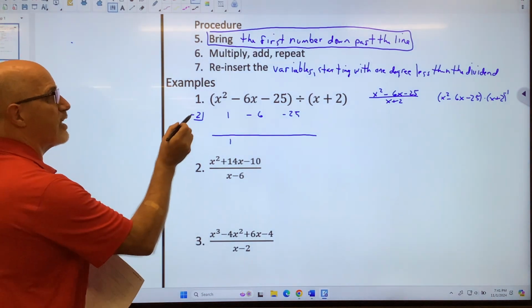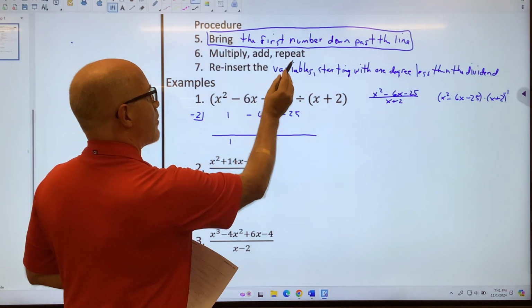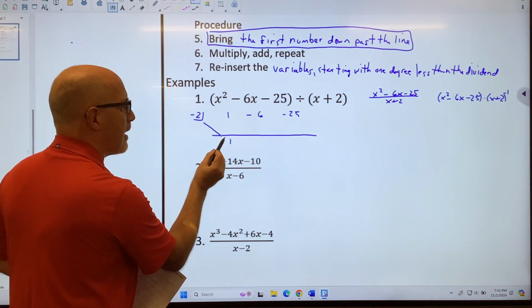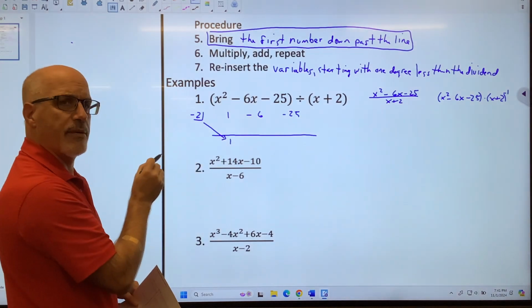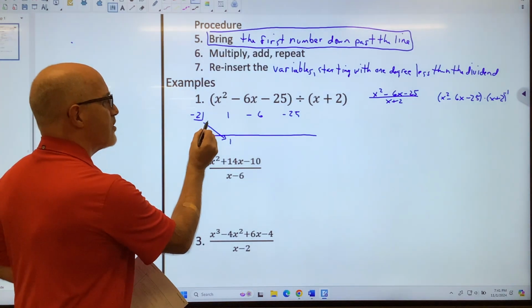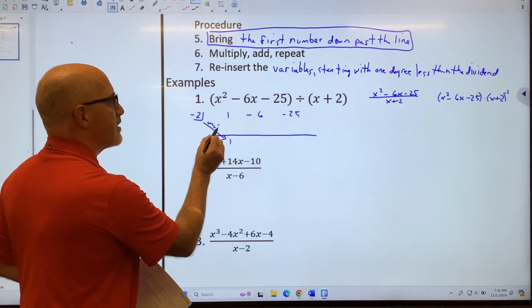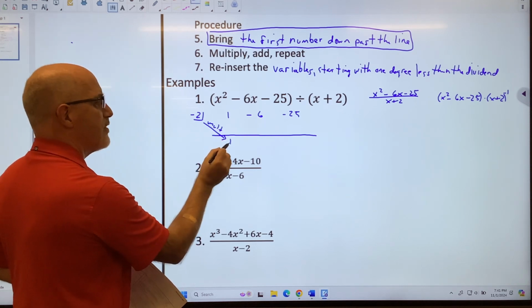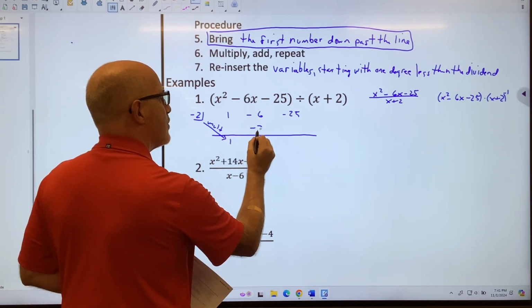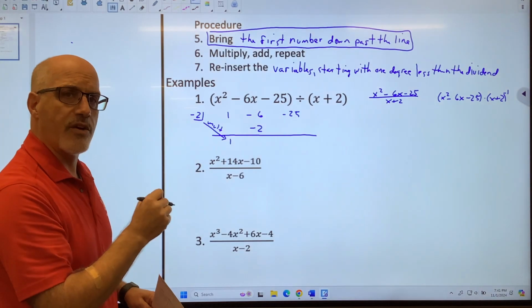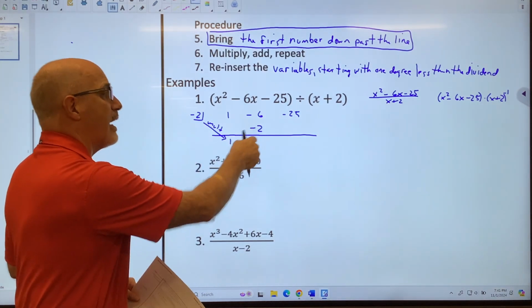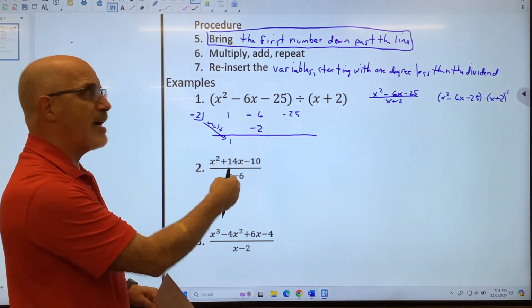What you do is, when it says multiply, add, and repeat, I'm going to multiply these two. Now this arrow won't typically be there, but just to illustrate what we're going to do, this one gets multiplied. So negative 2 times 1 is negative 2. You write it right there underneath the next number, okay? And then you add straight down.